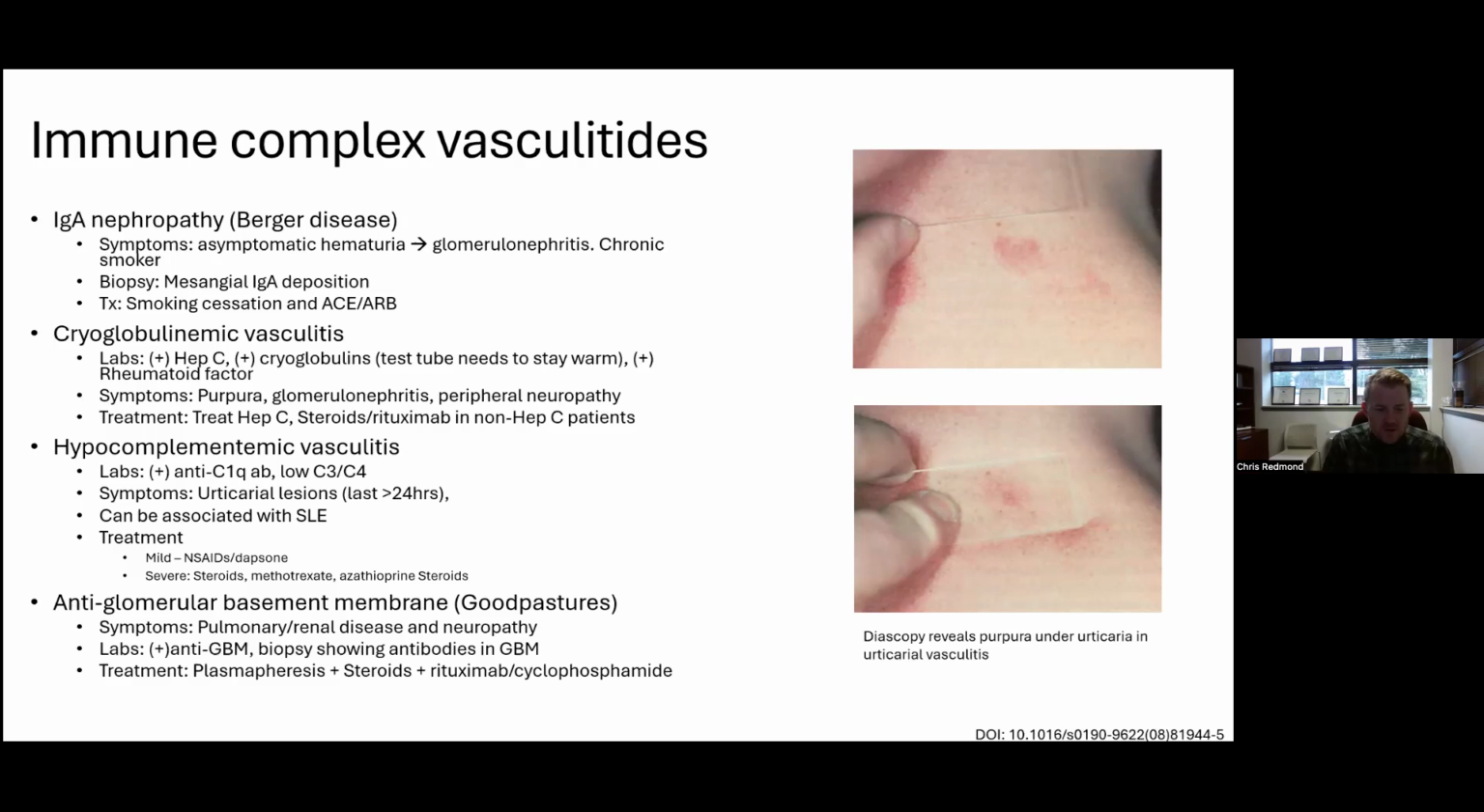Can also have some neuropathy as well. Positive anti-glomerular basement membrane antibodies are very common. And you can have biopsy showing antibodies within the glomerular basement membrane of the kidneys as well. This is one of the kind of conditions where we still use plasmapheresis regularly. Steroids and, again, rituximab and similar medications are used as well.